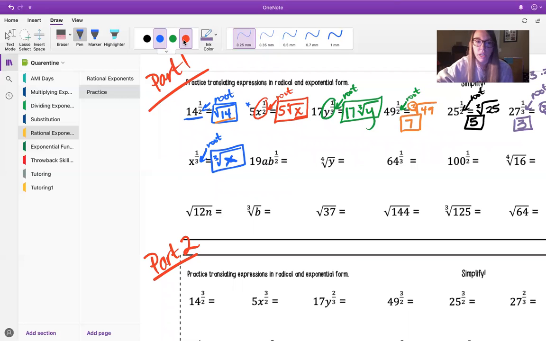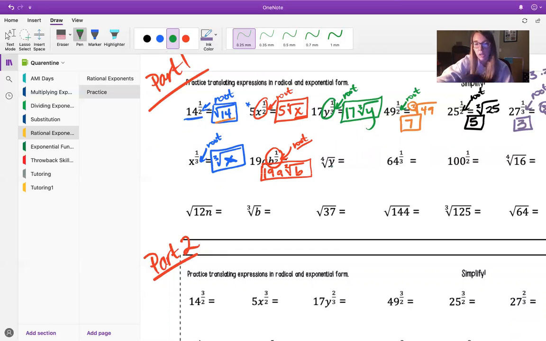All right, next one, we have 19 times a times b to the 1/2, and we want to simplify that. Now this 1/2 is just with the b. So we can't really do anything with that 19 and that a, so we're just going to bring it down. All right, and then this number tells us the root. Y'all are going to probably get tired of hearing me saying that every time. So we're going to take the square root of b. And we can't simplify any more than that.